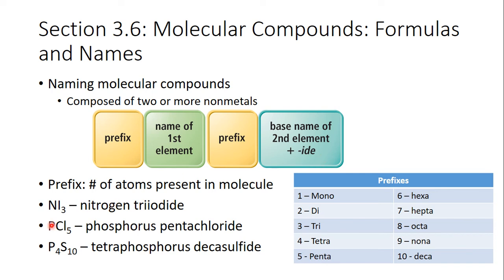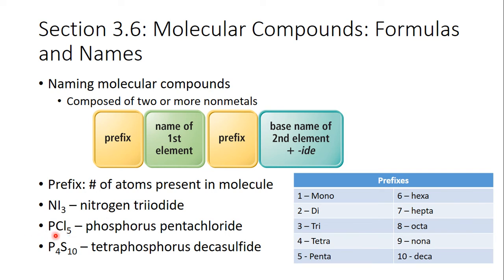So let's take a look at some examples. Nitrogen triiodide. Usually, when you look at elements, although there's only one, you don't have to call it mono if it's the first element. So it wouldn't be mononitrogen triiodide, even though that's correct. Although if it was only one iodide, then it could be nitrogen monoiodide. So just something to keep in mind. If you do put mononitrogen triiodide, that is technically correct.